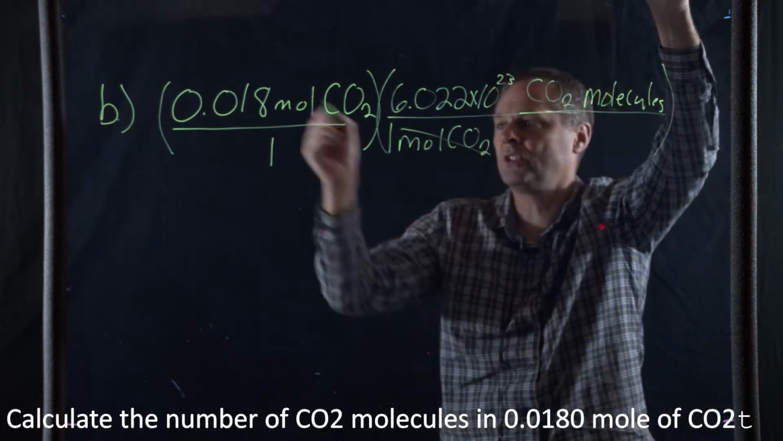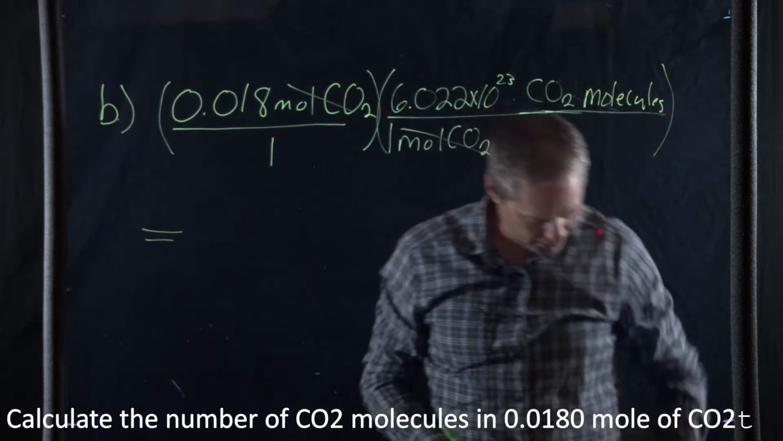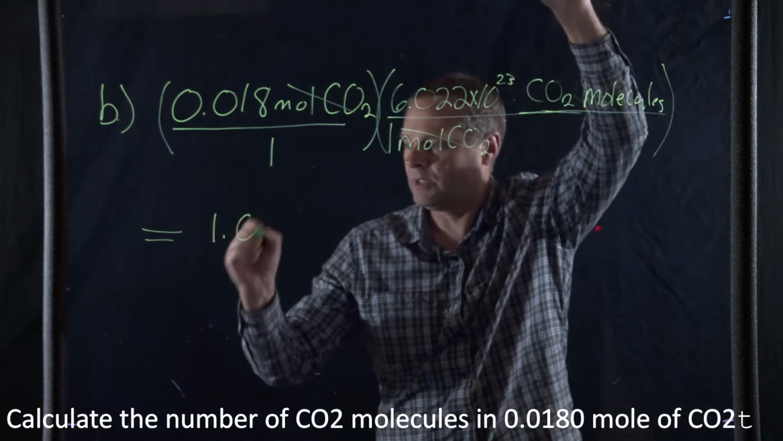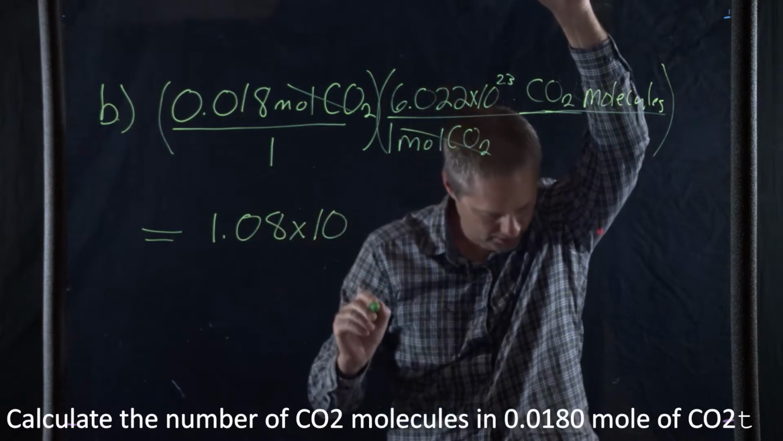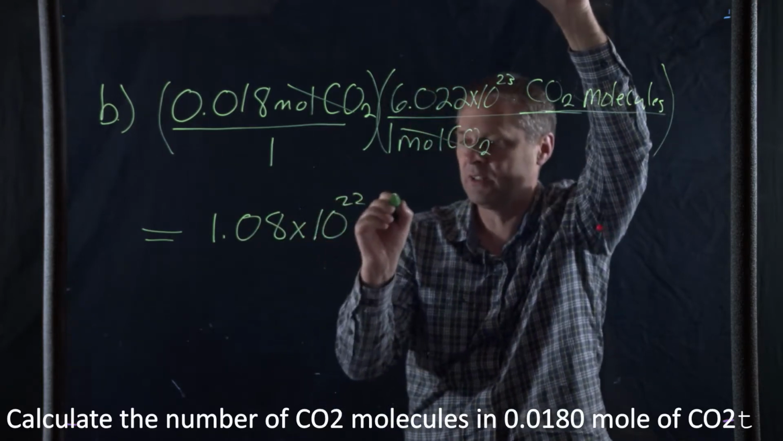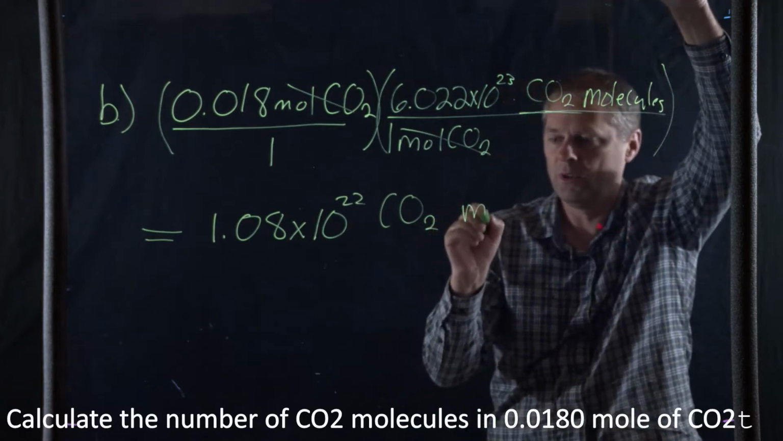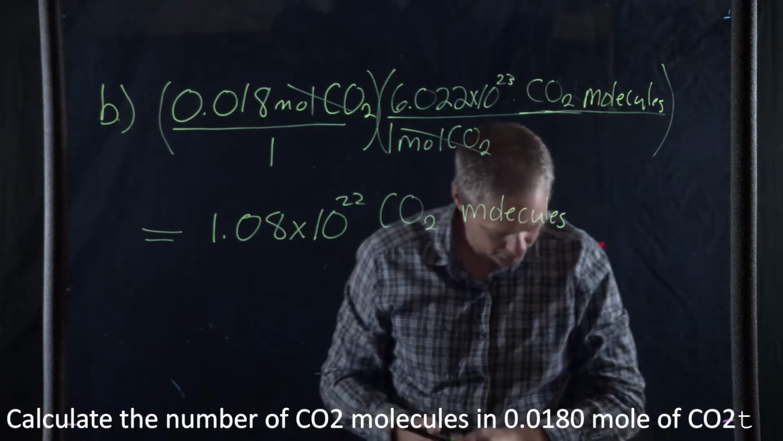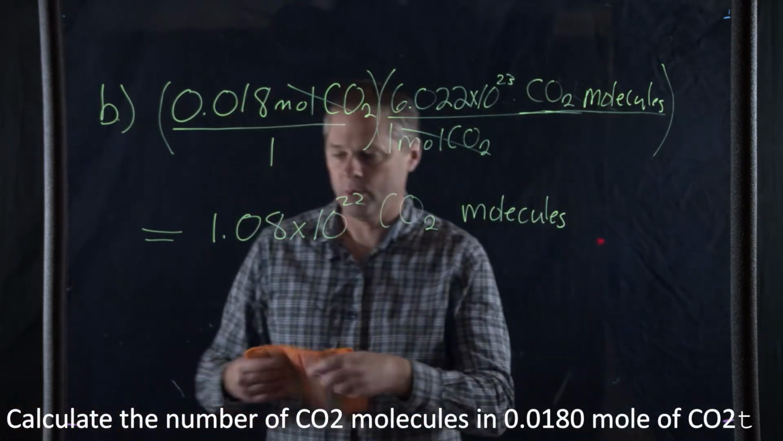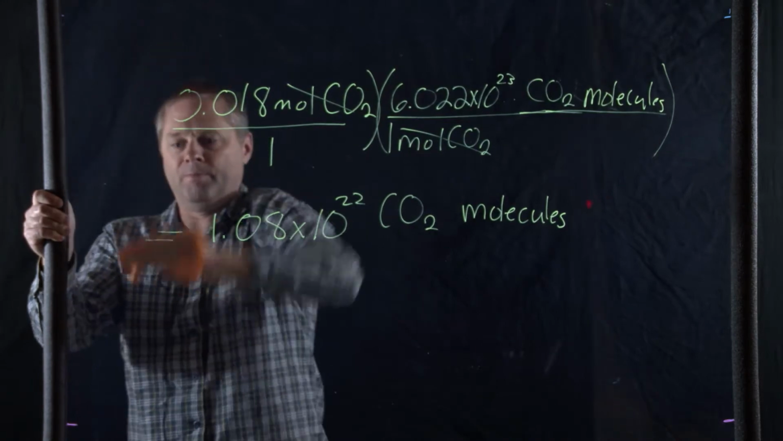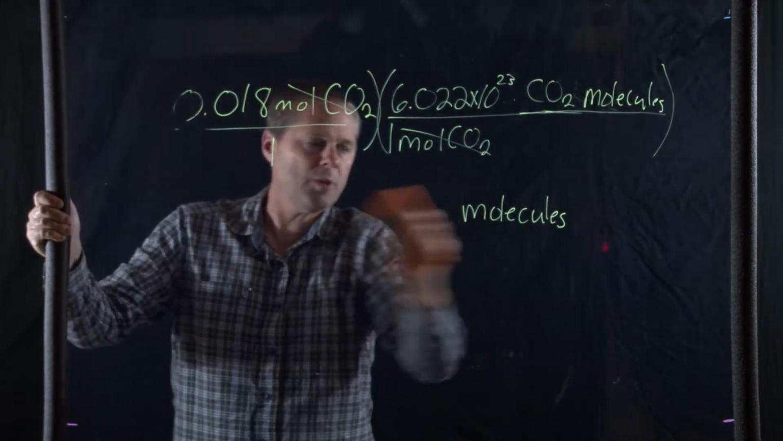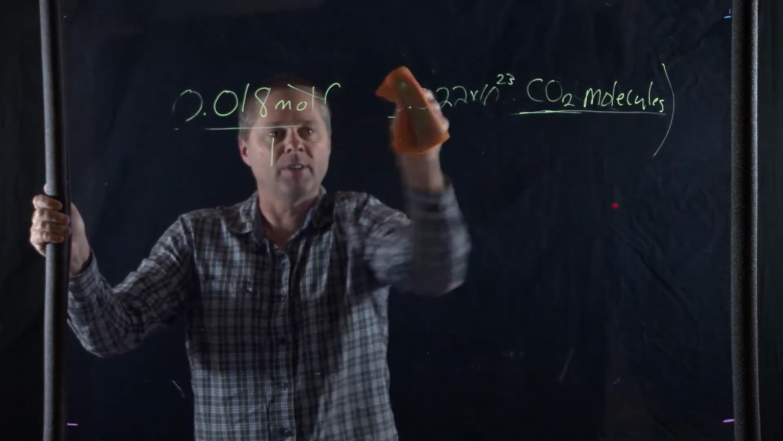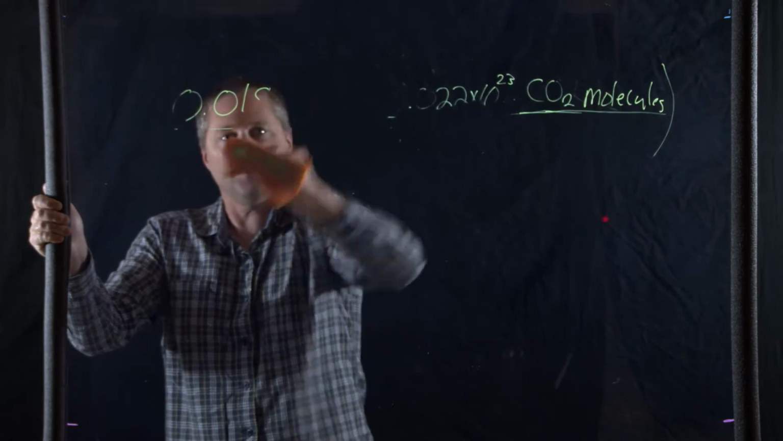The moles of CO2 cancel. We do this calculation, and we get 1.08 times 10 to the 22nd CO2 molecules. Not too bad, pretty easy. But just remember, anytime you're dealing with atoms or molecules, you're going to have to use Avogadro's number. So that's a very good number to know.